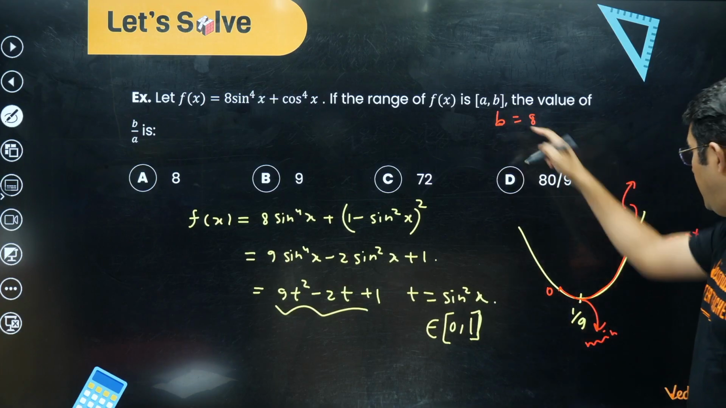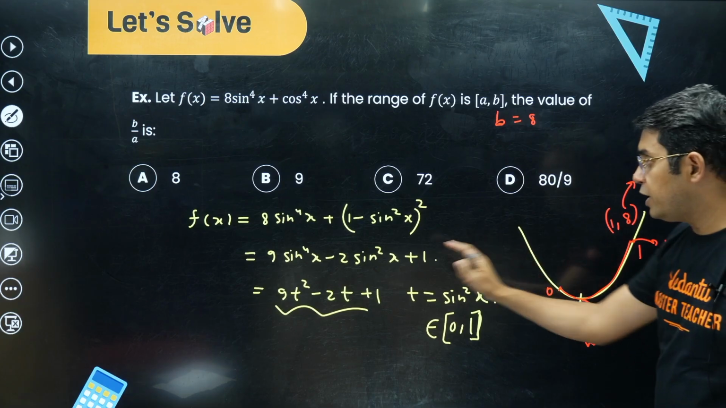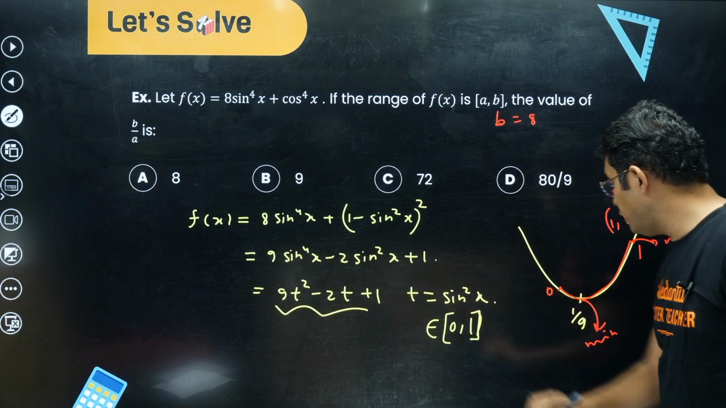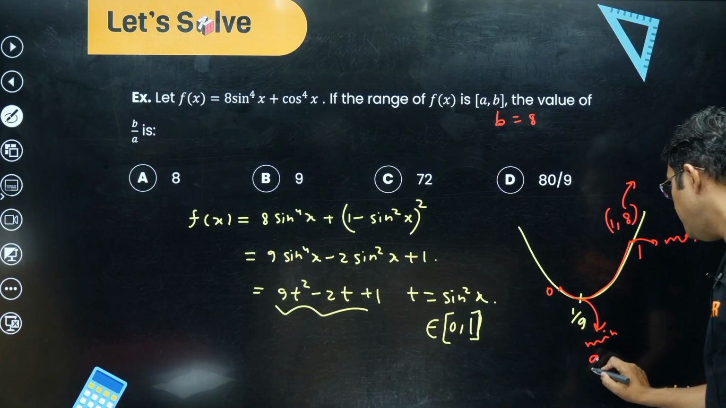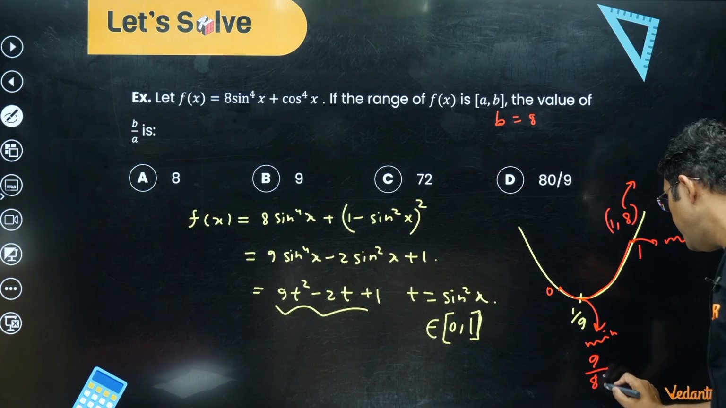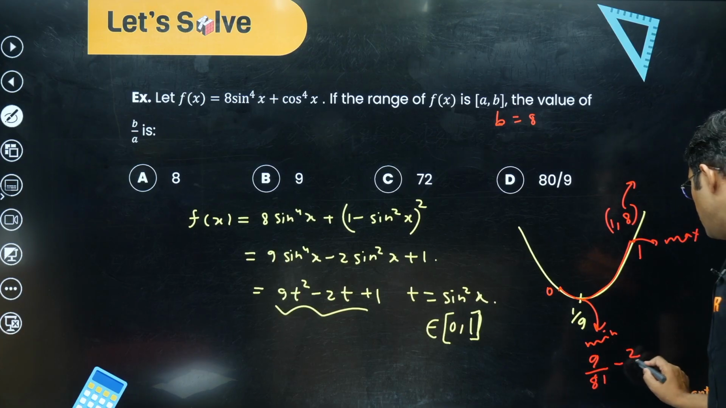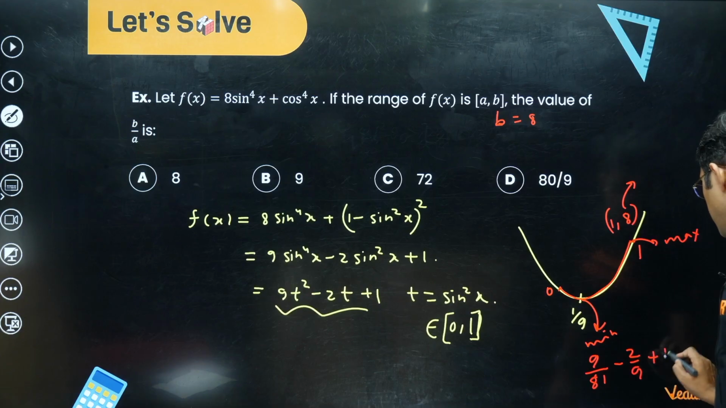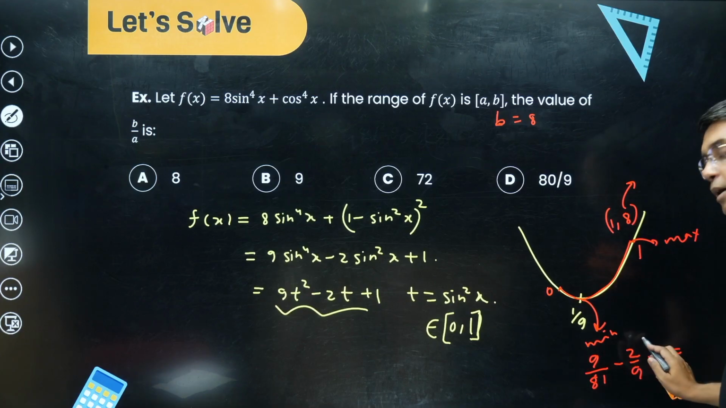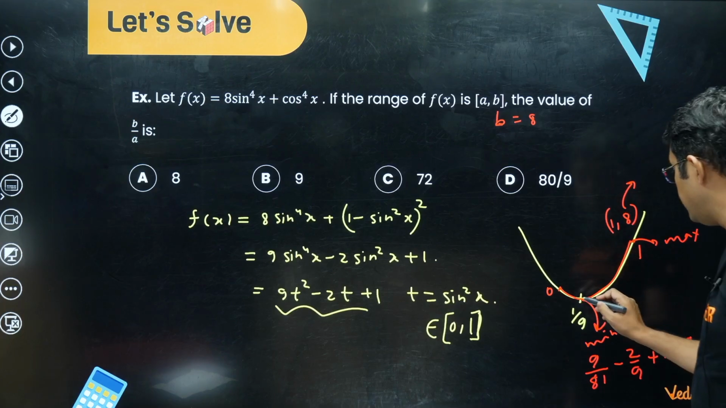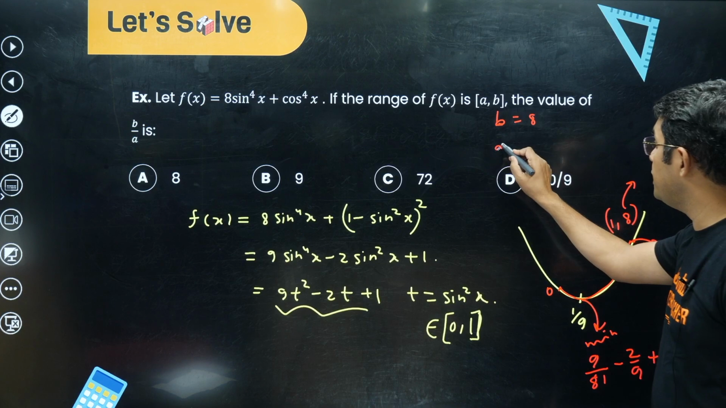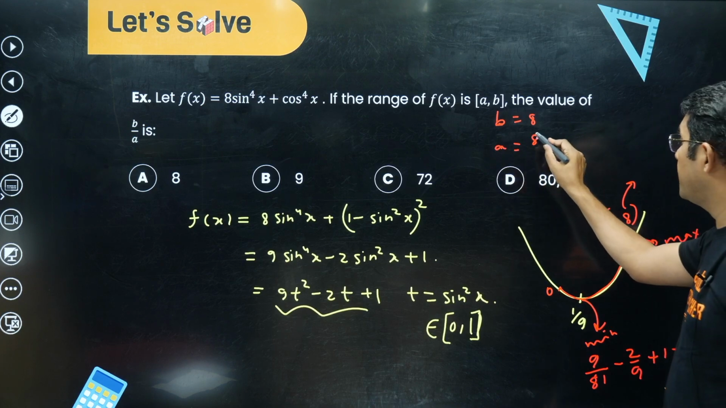Now to find a, that is the minimum value, we need to put 1 upon 9 in this expression. If you put 1 upon 9, you will be getting 9 into 1 upon 81 minus 2 upon 9 plus 1. So this becomes 1 upon 9 minus 2 upon 9, so minus 1 upon 9, finally 8 upon 9. So this becomes the minimum value, that means a is equal to 8 upon 9.